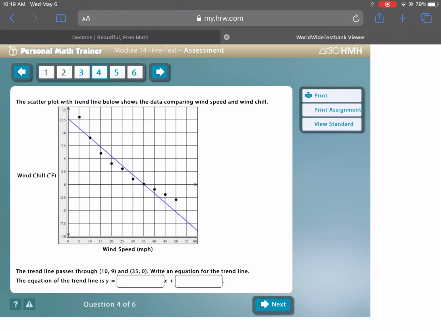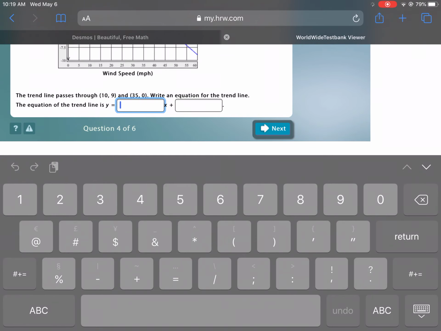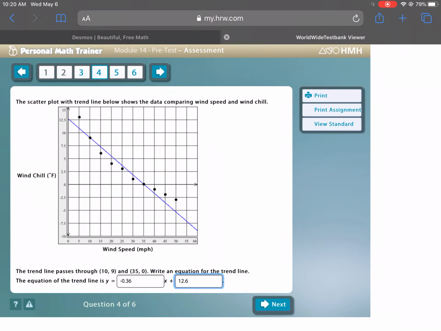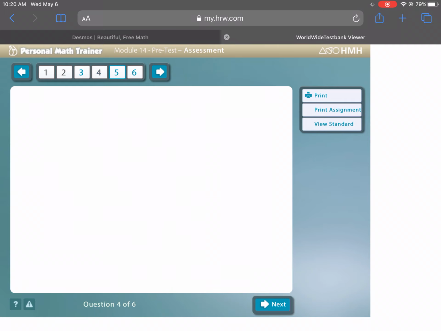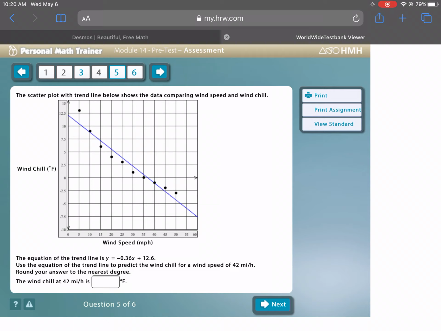So let's go back here. y equals negative 0.36x plus 12.6. And you can look and see, it looks like it's right around 12.5 for your y-intercept, so that would actually work out. So the equation is y equals negative 0.36x plus 12.6. Now, they actually show you the equation of the trend line on number 5, so you can always just skip ahead, find it, and then go back.